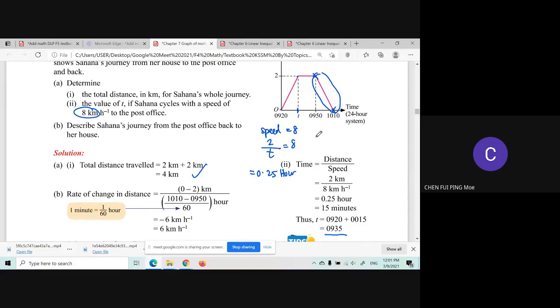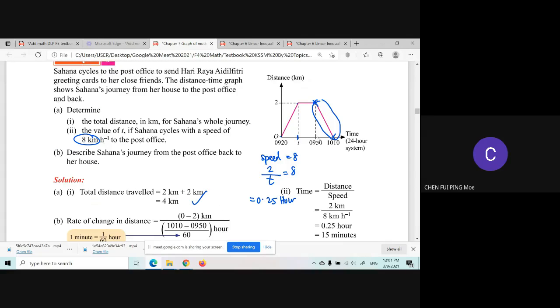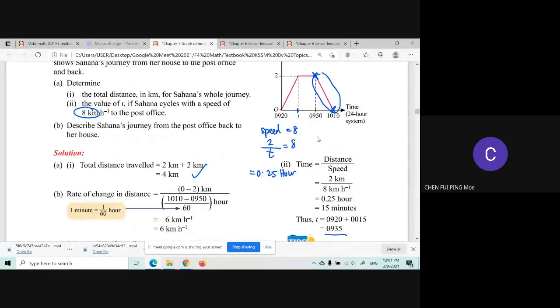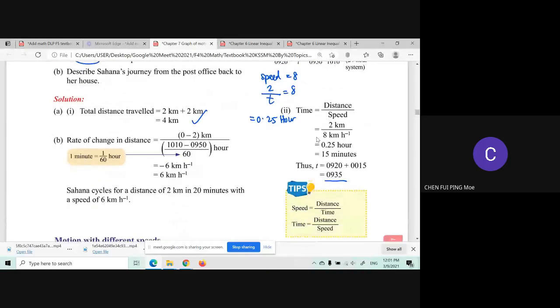And not to minutes, to hours. Sorry, because after subtracting you will get the answer in minutes, right? Convert to hours. After that, the distance is 0 minus 2. So simply take this point and this point. Or convert to hours first. Then key in and you get negative 6 kilometers per hour. Negative means a different direction. So actually the speed is 6 kilometers per hour.